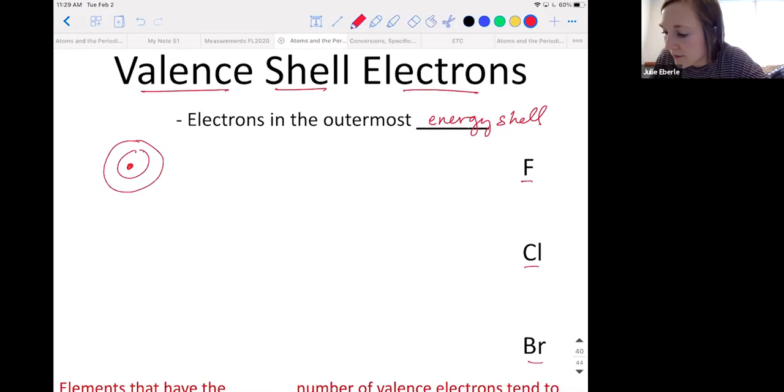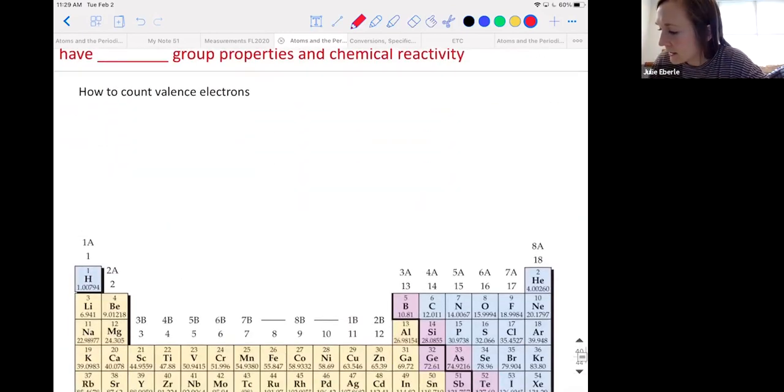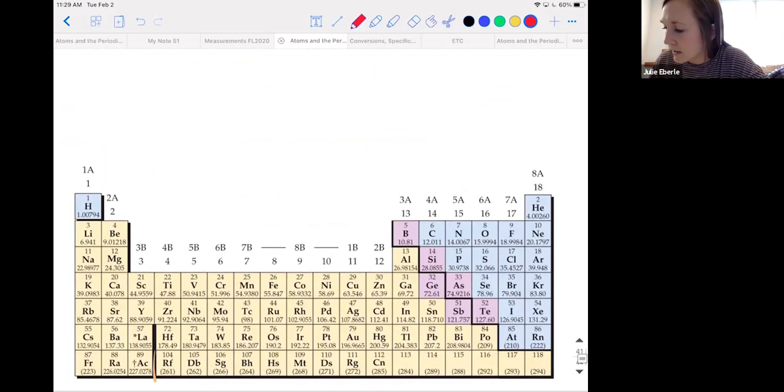Now, fluorine has some valence electrons, and we need to know how many. Well, how do we count valence electrons? I was actually going to do that on the next slide with you, but I think it's important here. You count valence electrons the same way you count main groups. I'm going to say that again. You count valence electrons the same way you count main groups. Can you count main groups? Anything with an A beside it, remember? A denotes it's a main group. If you can count those, you can count how many valence electrons elements have.